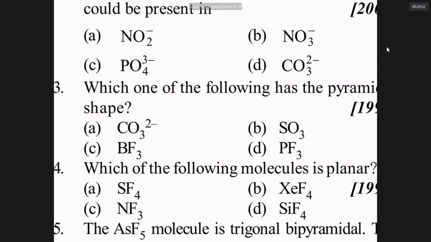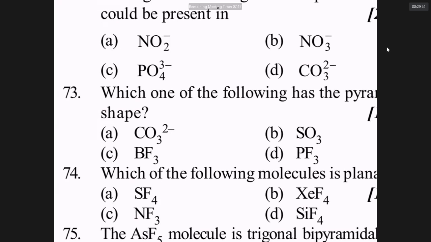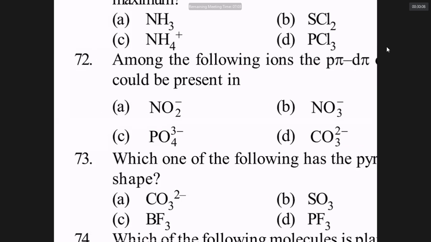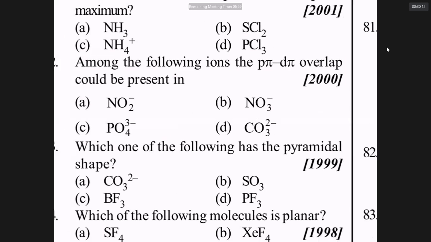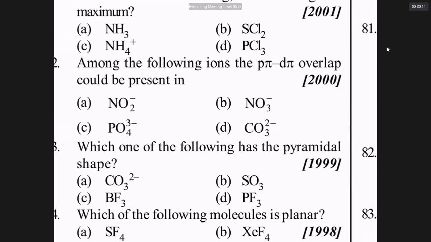Whenever the central atom is in the third period, like phosphorus, it has d orbitals. If it has d orbitals, it can have d pi p pi bonds. Second period elements like nitrogen, carbon, boron can never make d pi p pi bonds with oxygen or anybody. See question number 72. Which can have p pi d pi bond? A, B, C, D. Answer is C, phosphate, because the others don't have d orbitals.